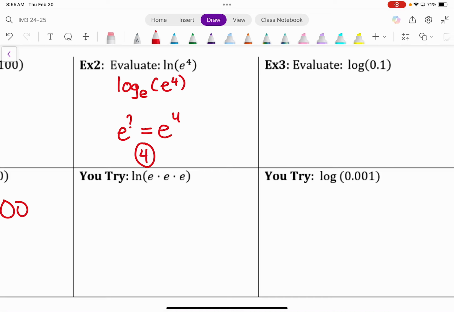Okay, so I don't want you guys to get in the habit of rewriting it like this. I only did it for this example so that you are able to visualize that ln is actually base e. Okay, but when you try it, don't write it like this. It's going to get confusing for you. So try the next one.